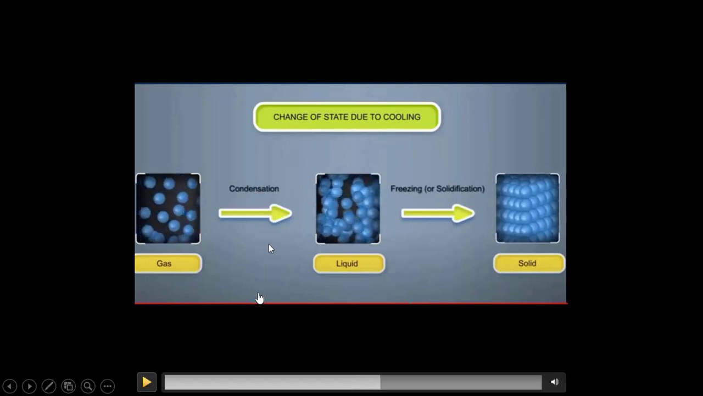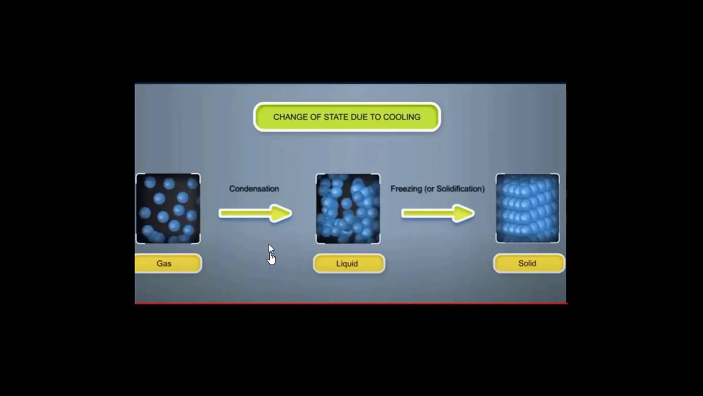Let me pause at that point. From the gas we have condensation taking place so that we can have the liquid. Then from liquid we have freezing taking place, or solidification, so that we can have that solid state. That agrees with what we had discussed earlier about those terminologies that are used. So those are under change of state.